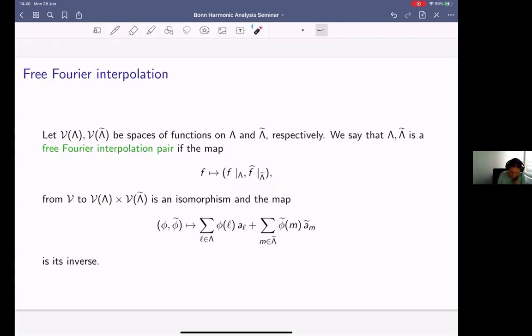And actually, if this works, then it's not difficult to see that this space W has to be equal to the space V. Or at least we should be able to find, it should be logical to search for our interpolating basis inside of space V itself.